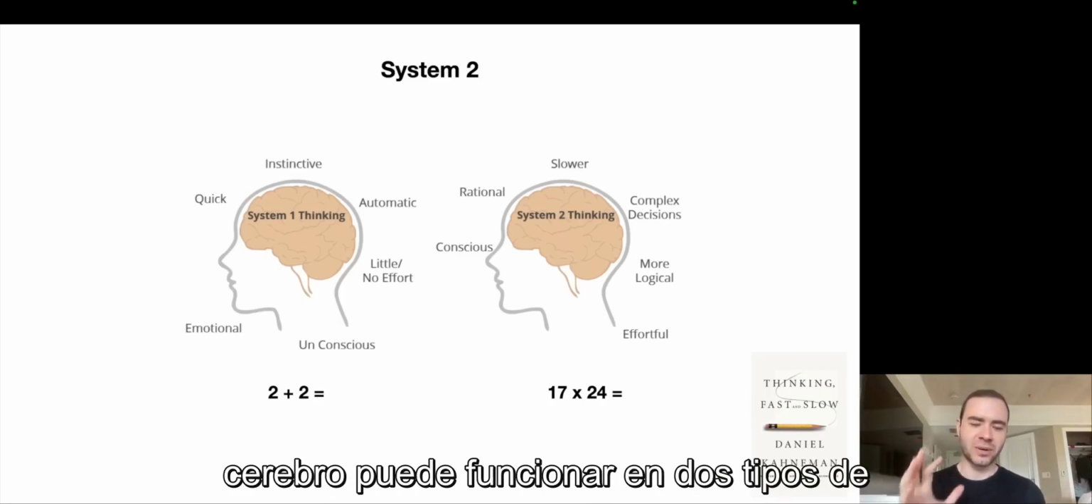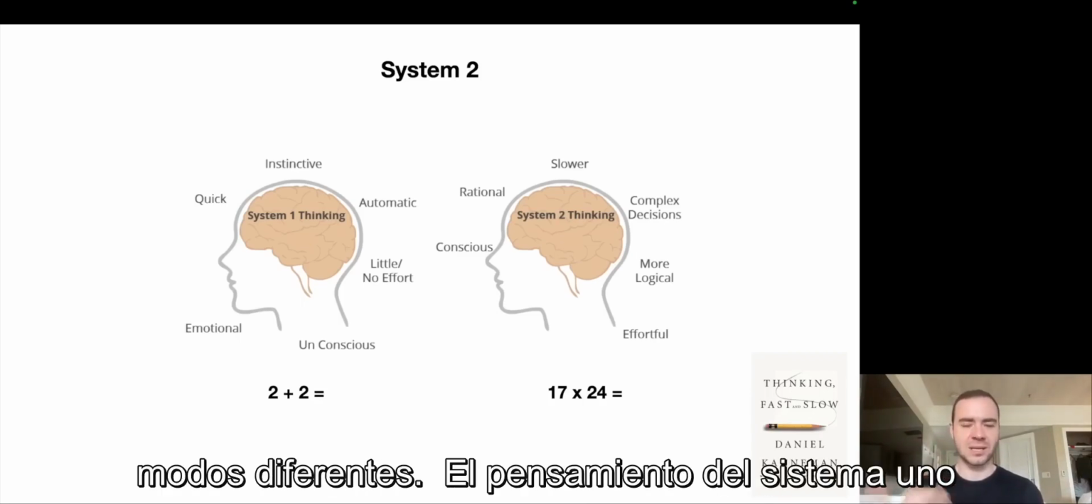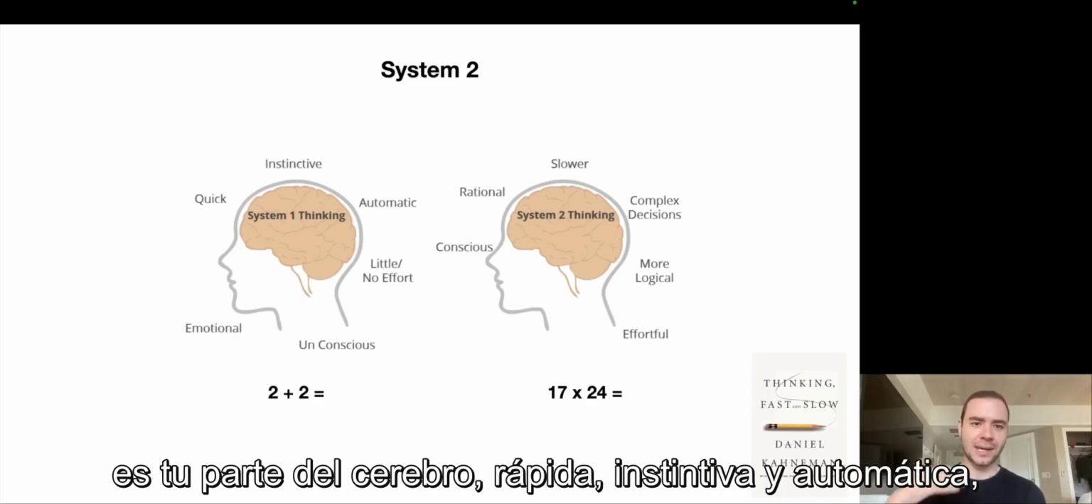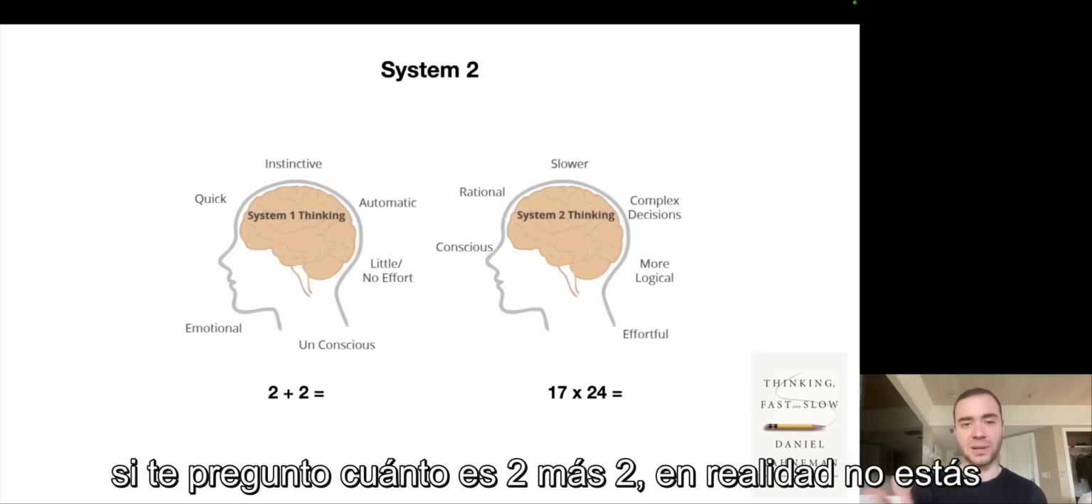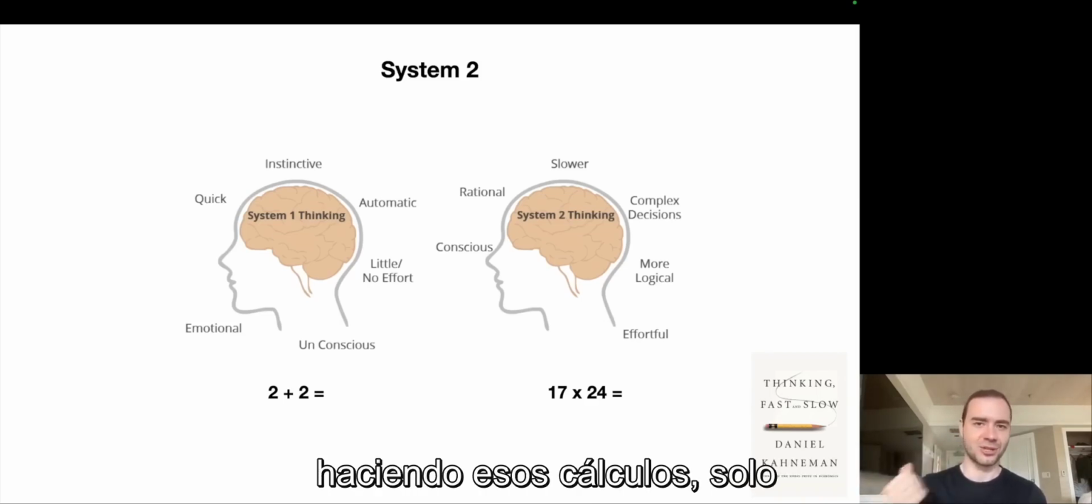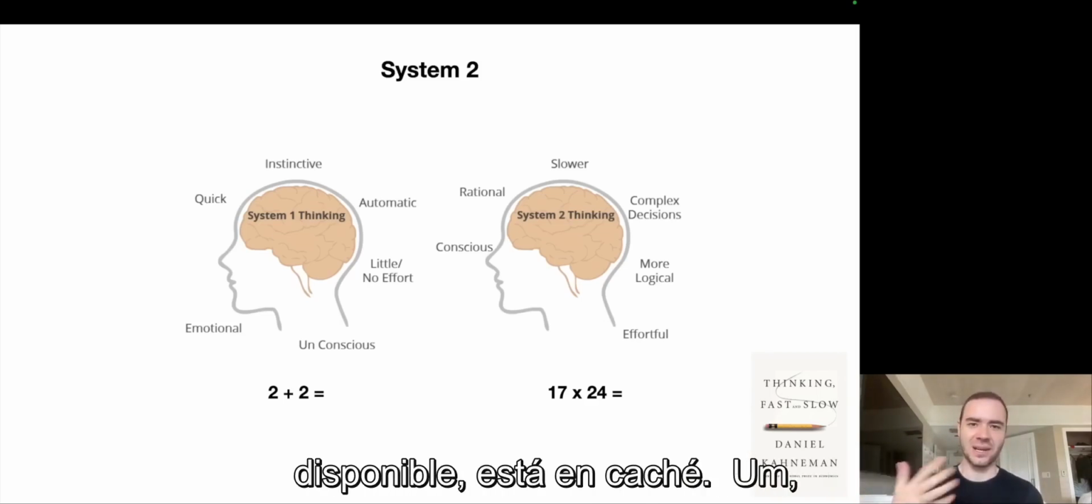The idea is that your brain can function in two different modes. The system one thinking is your quick, instinctive, and automatic part of the brain. For example, if I ask you what is 2 plus 2, you're not actually doing that math. You're just telling me it's 4 because it's available, it's cached, it's instinctive.